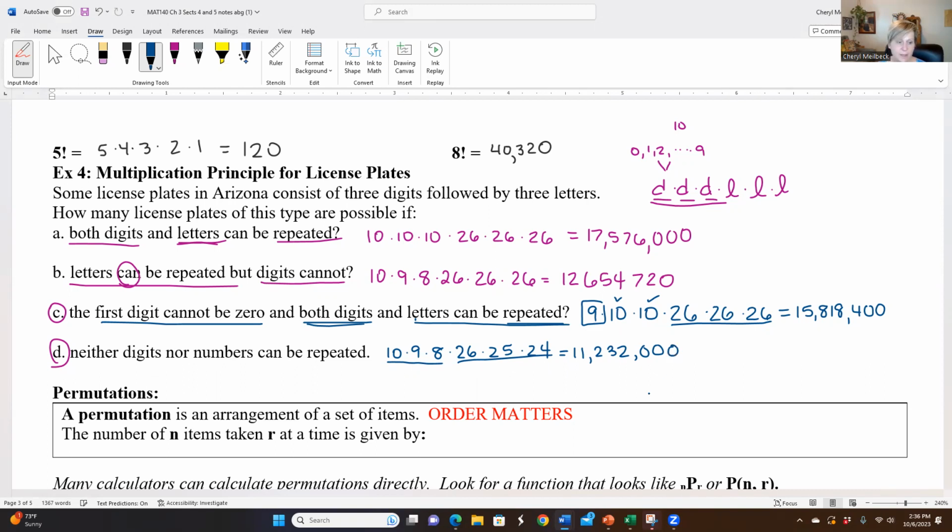11,232,000. All right. In our next video, we are going to start on permutations. Thanks for watching.